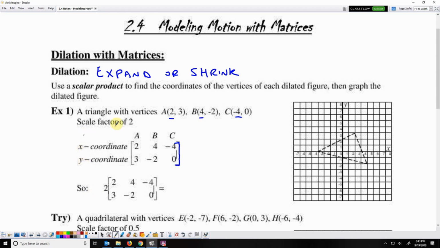And we're going to dilate with a scale factor of 2, so we are going to do scalar multiplication. That gives us all of these multiplied by 2: 4, 8, -8, and 6, -4, 0. So the coordinates become (4, 6), (8, -4), and (-8, 0). So there's our triangle dilated by a scale factor of 2.